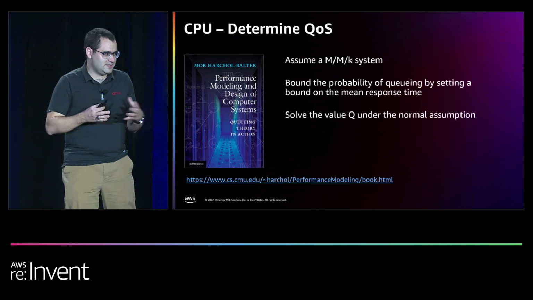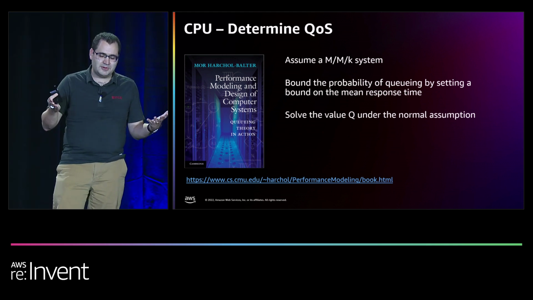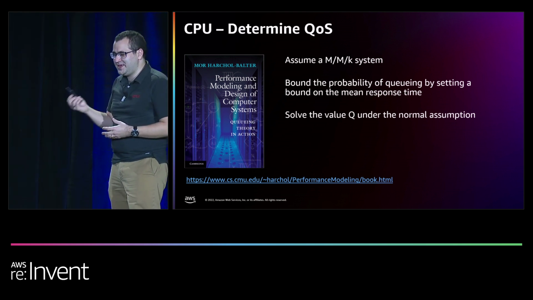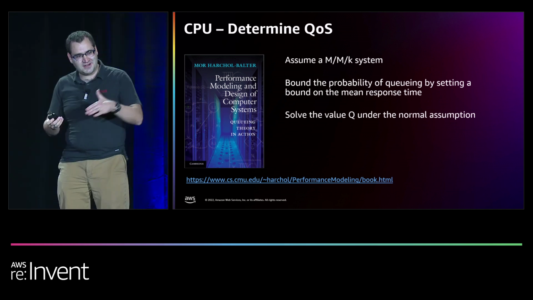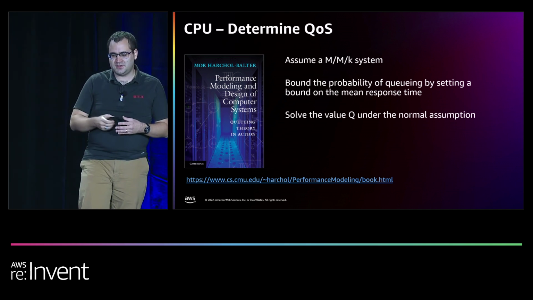It's an excellent book. Highly recommend it. And essentially, it makes some assumptions, which are probably wrong, but maybe useful. It assumes that you have an MMK system, which means that you have a Poisson arrival of events, you have an exponential distribution of response times, and you have k-servers.